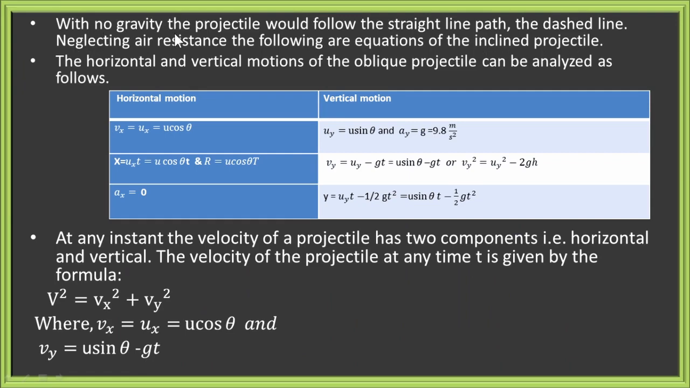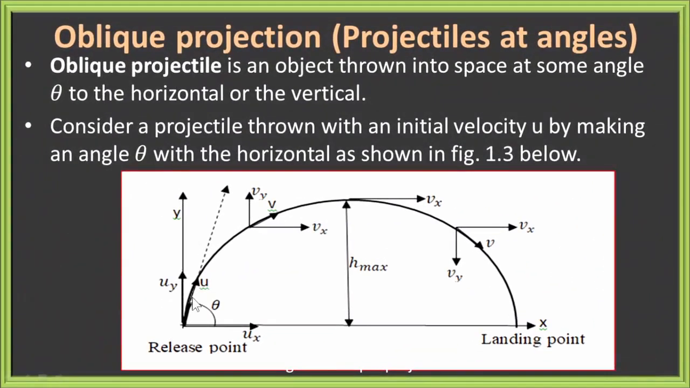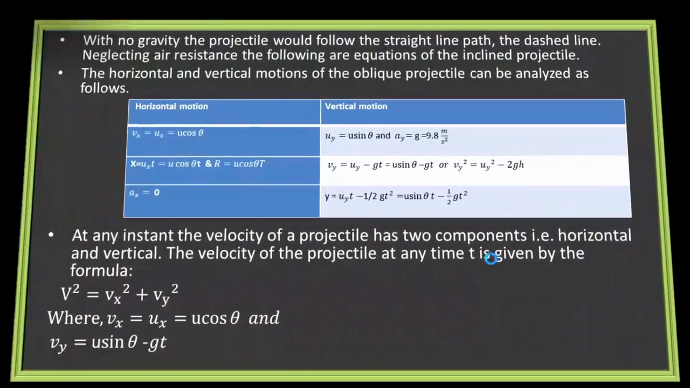With no gravity, the projectile will follow the straight line path, which means if there is no gravity, the object will move in this straight line path forever. But because of the presence of acceleration due to gravity, or gravitational force, the object will not follow this direction. Instead, it follows this curved or parabolic trajectory. The object follows this parabolic trajectory because of the presence of gravity.